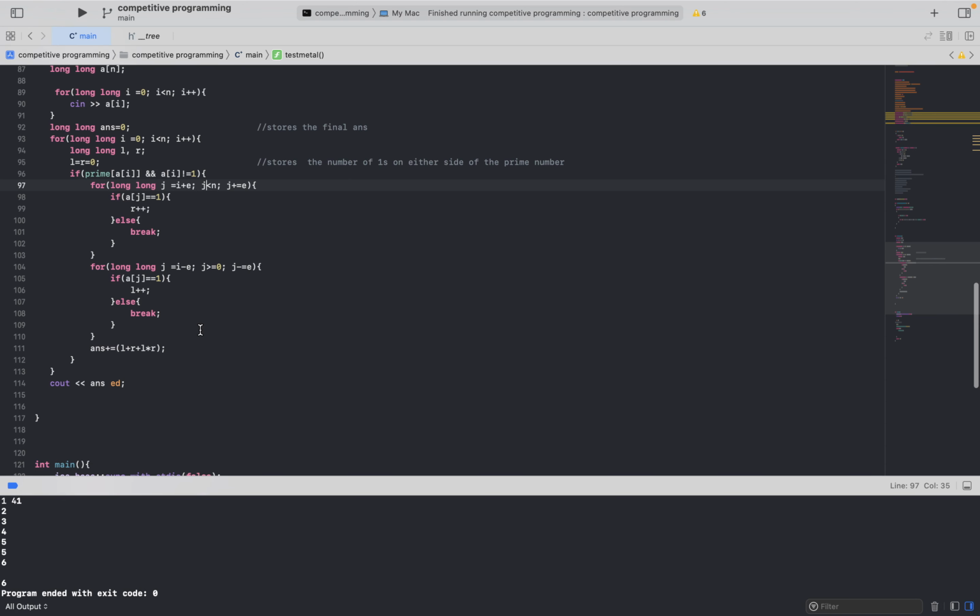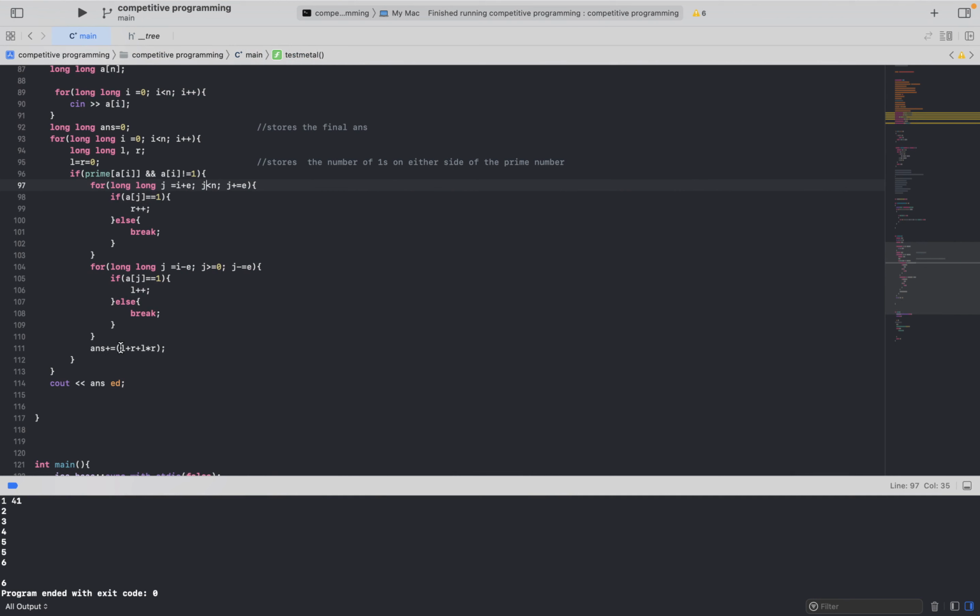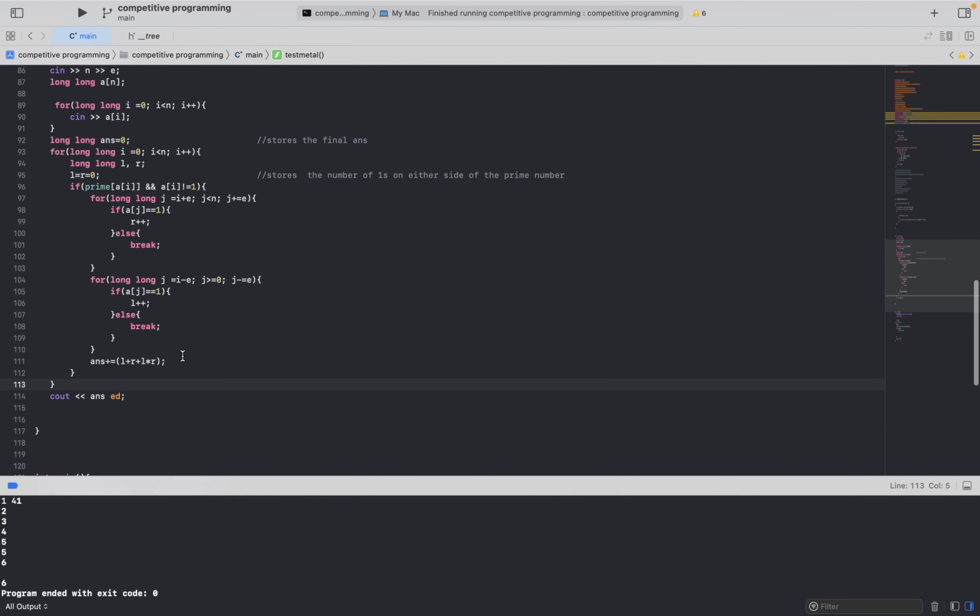Similarly, in order to find the number of ones behind our ith element, we initialize j to i minus e, and after each iteration j would be decremented by e. If the jth element is equal to 1, we would increment l by 1, otherwise we are going to break. And as we had derived in this example earlier, our answer would be incremented by l plus r plus l times r. And after the whole array is traversed, we would output our final answer.